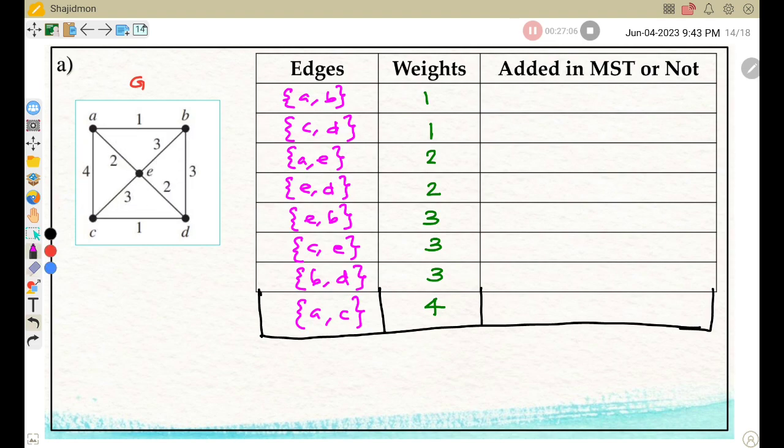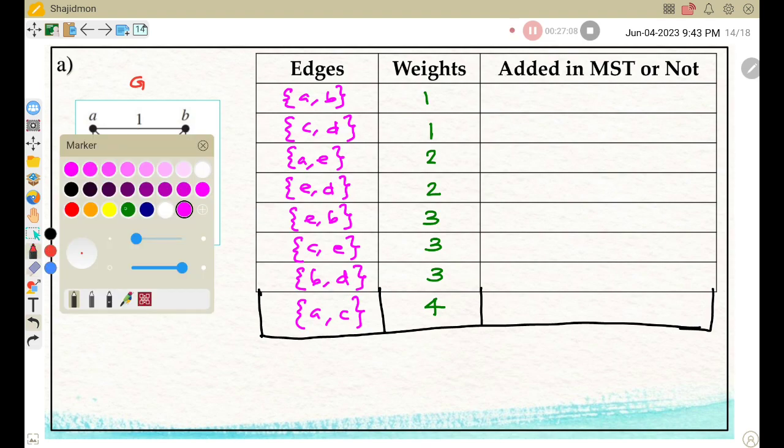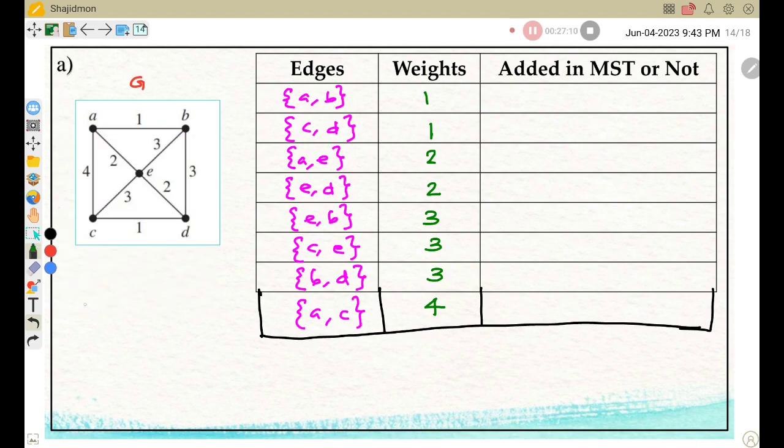Now we are starting the minimal spanning tree construction. Okay, so first draw all the vertices here. This is A, this is B, C, D, and this is E. Okay, only draw all the vertices.